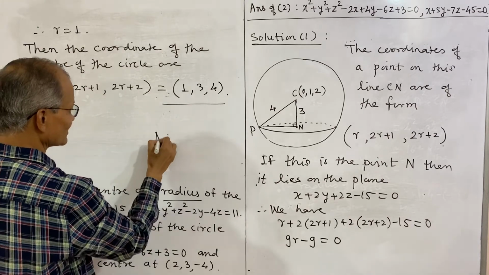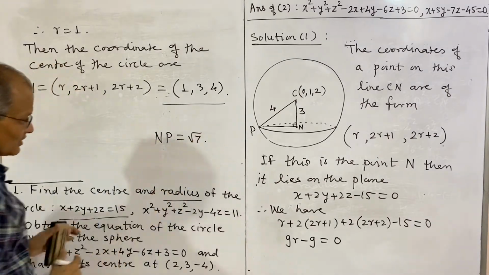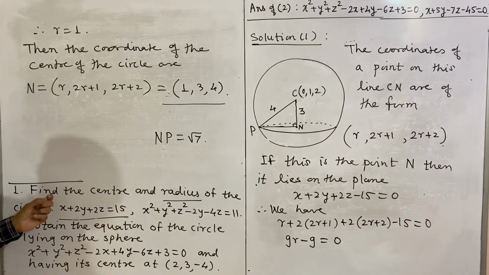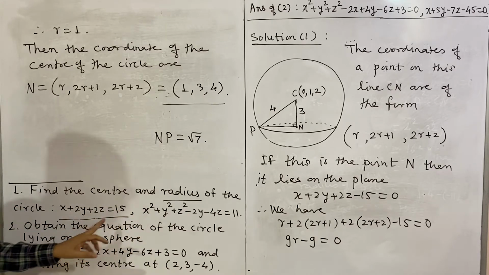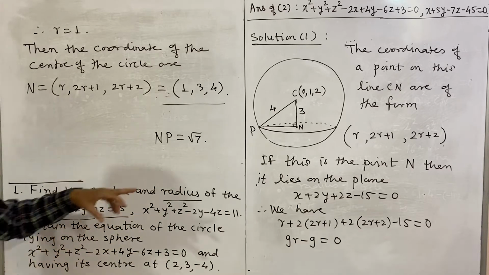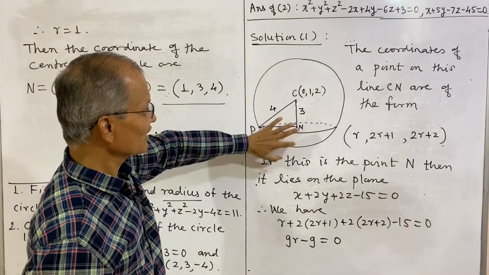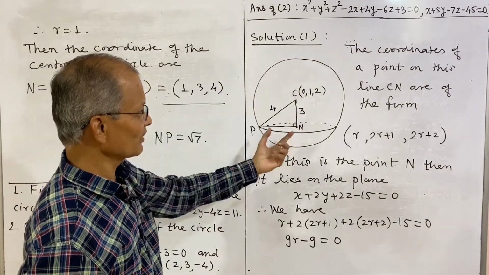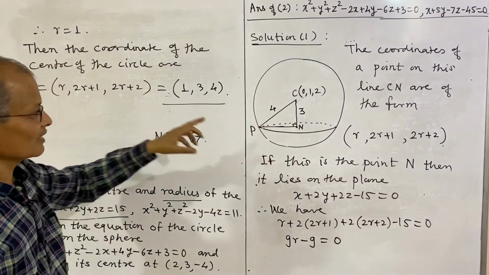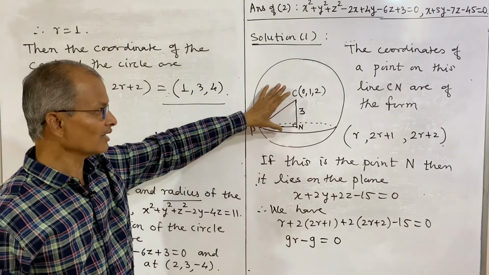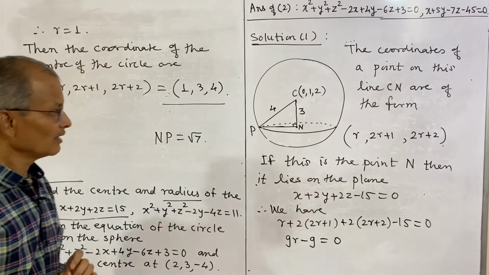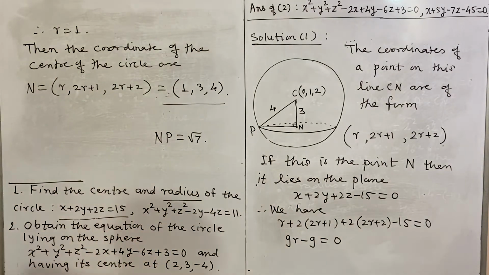Earlier we obtained the radius as NP equal to root 7. So in this way, such a type of problem can be solved. To find the center and radius of a circle given by the equations of a sphere and a plane, we first consider the center of the sphere, then the radius is obtained, and then this distance is obtained, which gives PN. To get the center of the circle, which is N, we wrote the equations of the CN line, and then took the intersection of the CN line with the plane, which gives the coordinates of the center of the circle. So this completes the solution of the first problem.